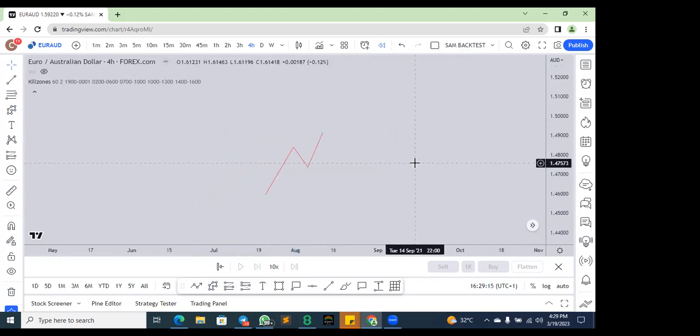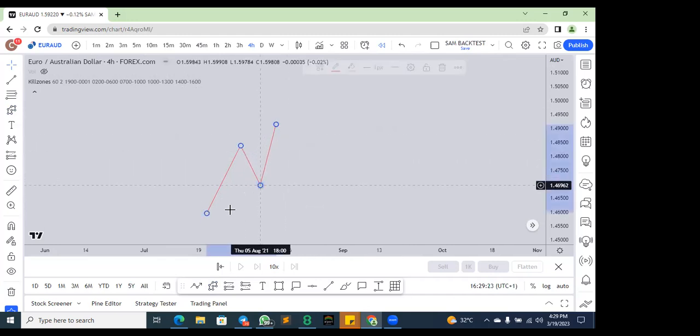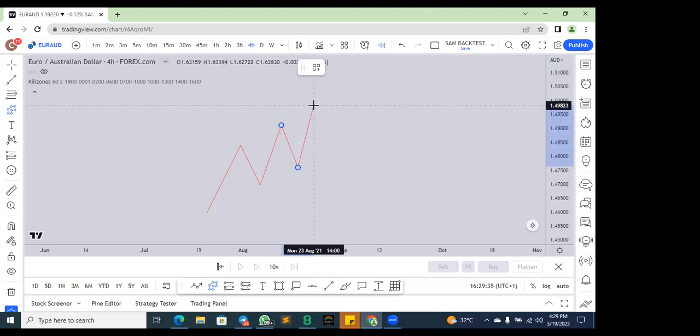Now, the market moves in impulsive, corrective, impulsive. This one here is correcting the impulsive here. This one is a corrective move. This is an impulsive move. Then after impulsive, there will be a corrective, okay? Then there will be an impulsive again. That's how the market moves.